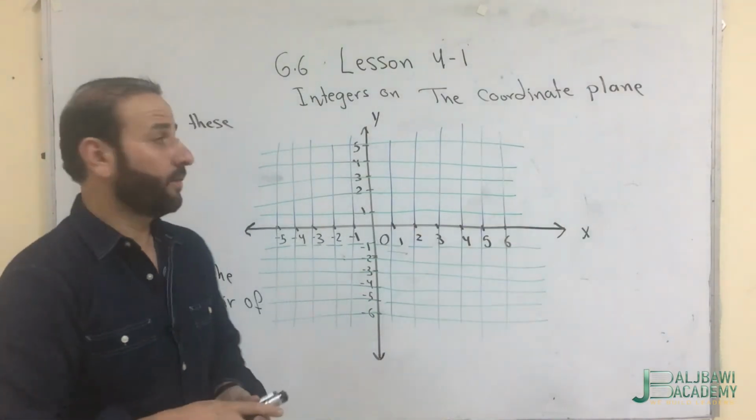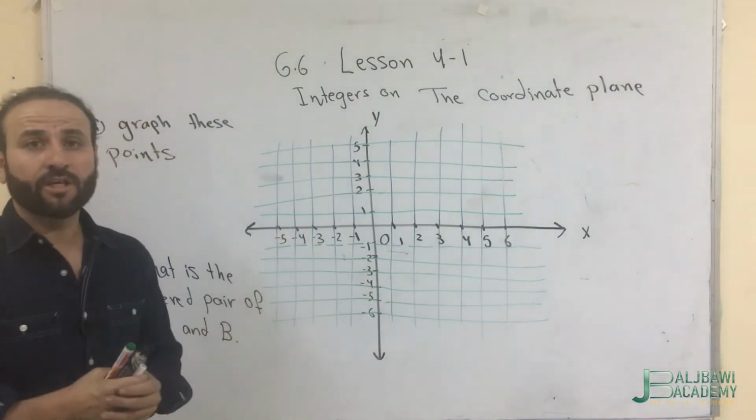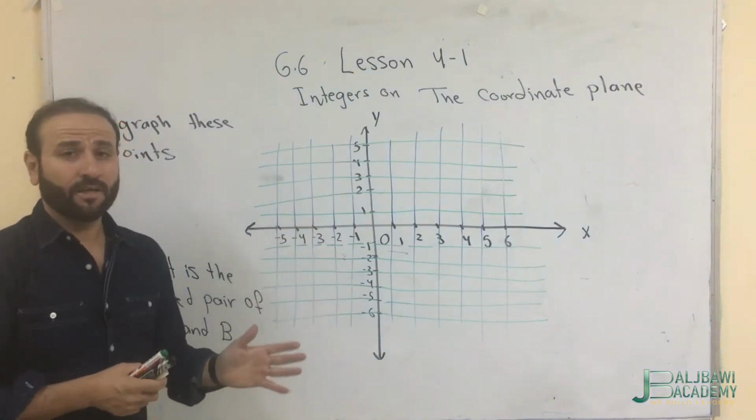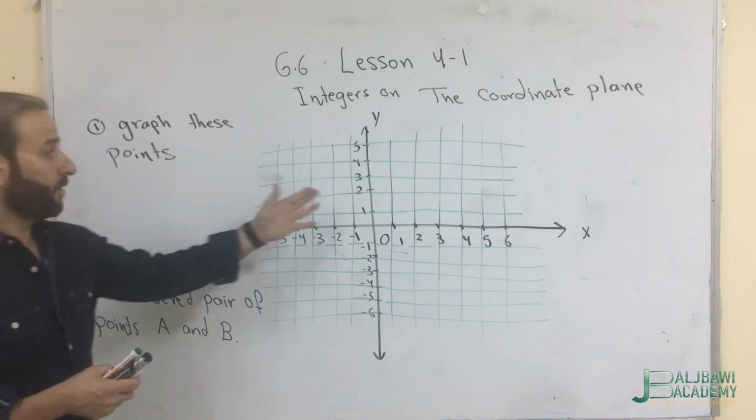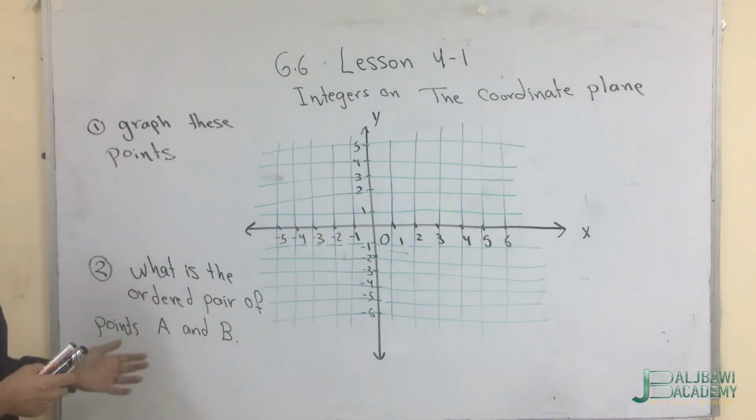Today's session I will talk about lesson 4.1 in grade 6, integers on the coordinate plane. In this lesson I will talk about how to graph some points on the coordinate plane and what's the ordered pair of a given point.